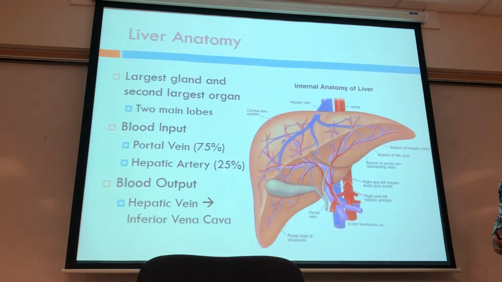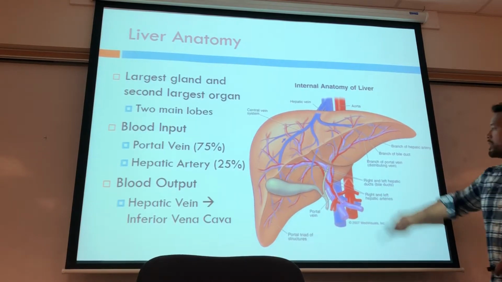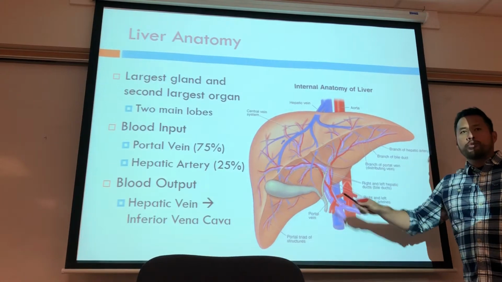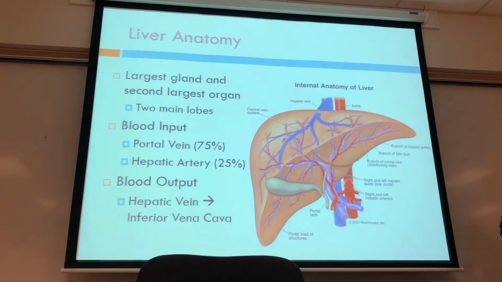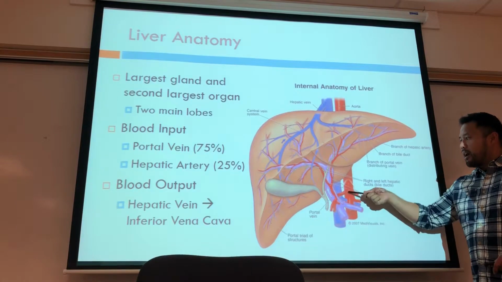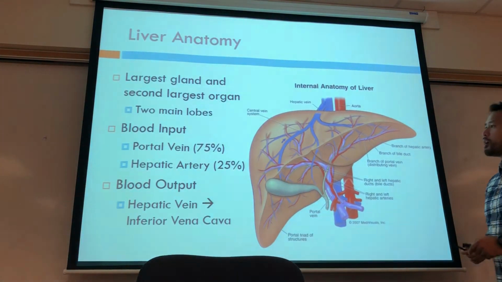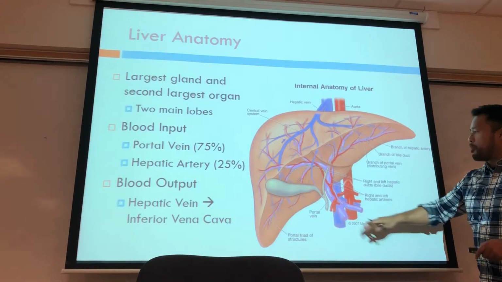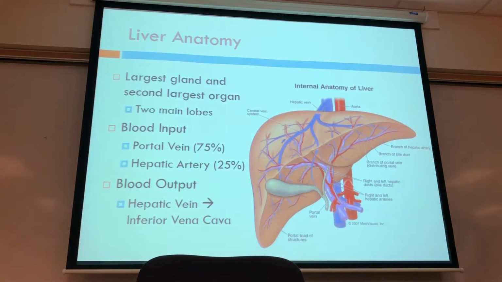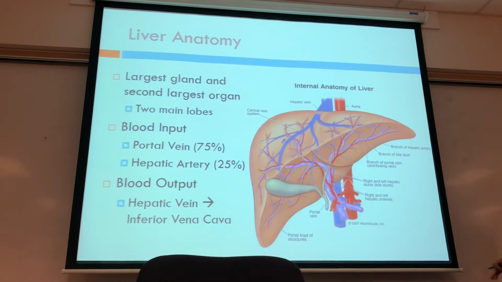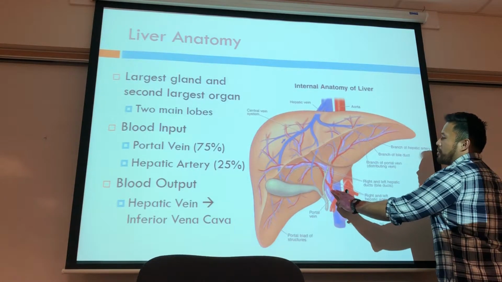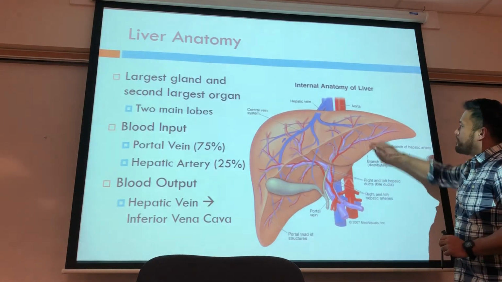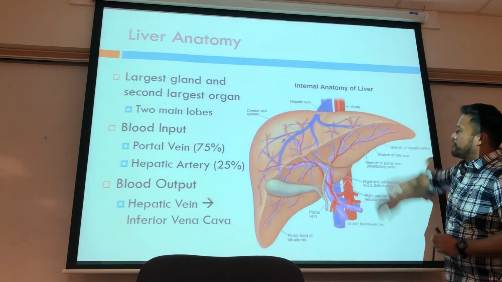Now the hepatic artery, which comes off the descending aorta, will feed in nutrient-poor but oxygenated blood. So 75% of the blood that feeds into the liver comes in from the portal vein, the remaining 25% from the hepatic artery. So these feed into, and you can see the output, they basically will spiral together and feed right into the functional units. So we'll take a look at the functional units.